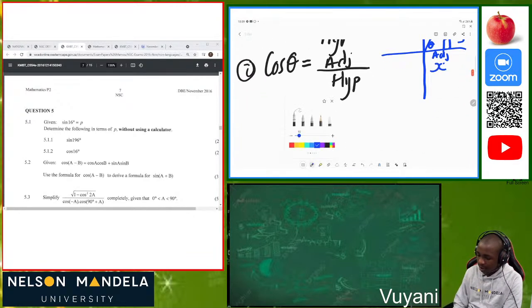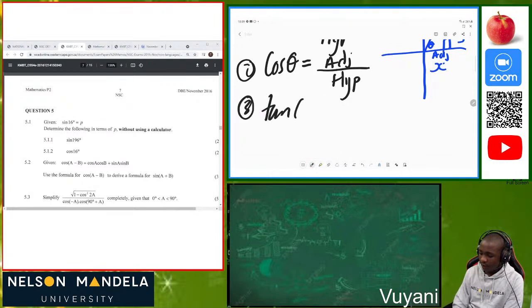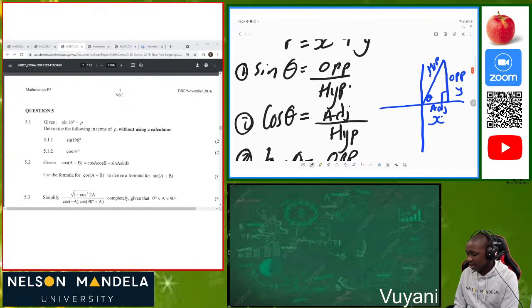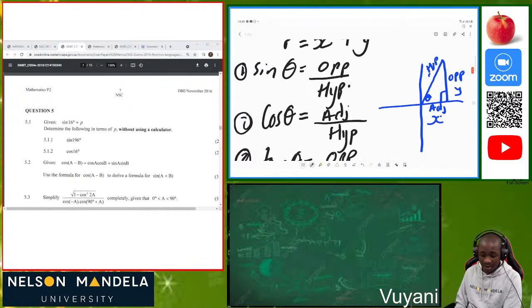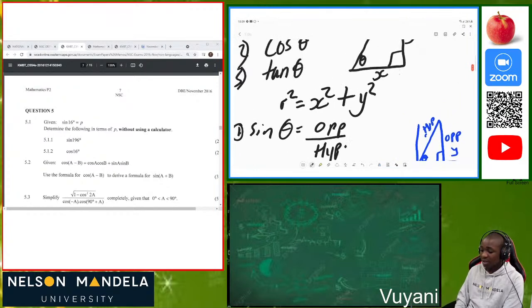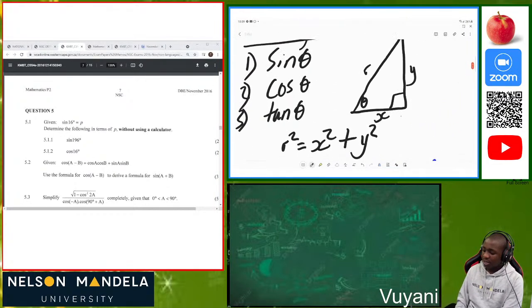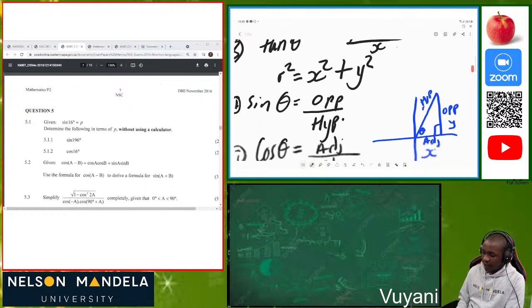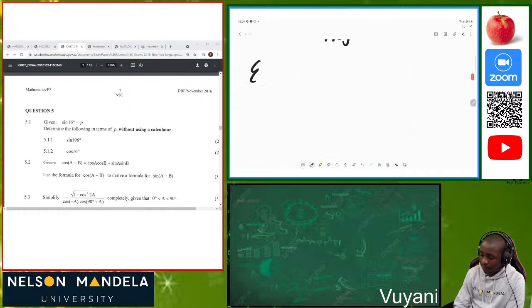Now going to number 3, we have tan of theta, which is equal to opposite over adjacent. So this was grade 10 stuff. It was not that hard. We only have to know that we have the three trig ratios, and we must be able to see them if we have a right angled triangle, and apply them so that you can have answers. For instance, let me just do a quick example.